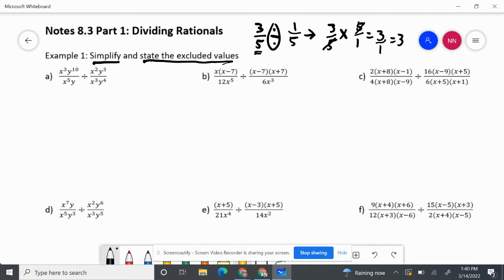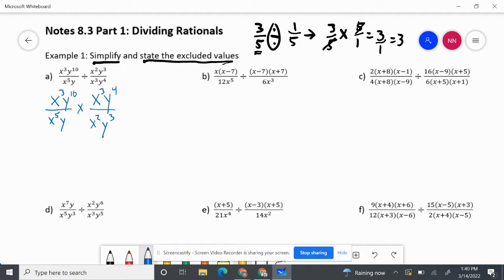So looking at letter A, we have division. So that means that we're going to multiply by the reciprocal. So we have our first term, which we're keeping the same. We're changing the division to multiplication. And then we're going to flip the second one. We're basically multiplying by the reciprocal.